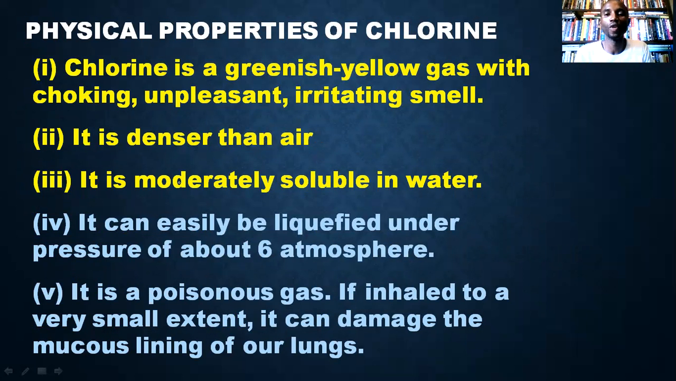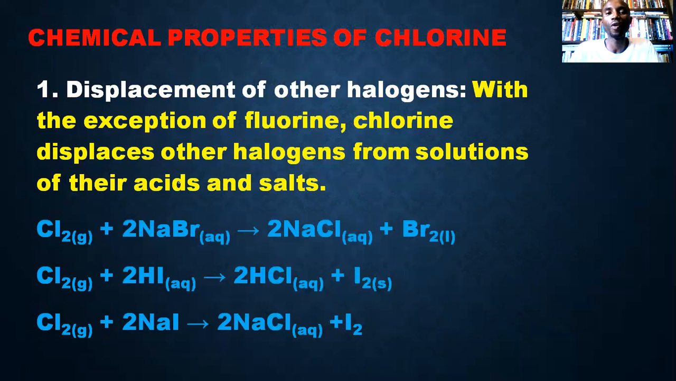Chlorine is a greenish-yellow gas, which has a choking, unpleasant, and irritating smell. It is denser than air, and it is moderately soluble in water. Chlorine can also be liquefied under pressure of about 6 atmospheres, and it is a poisonous gas. If inhaled even in a very small amount, it can damage the mucous lining of our lungs. So it is a poisonous gas and is not to be inhaled at all. But the chemical behavior, or chemical properties, of chlorine are these.